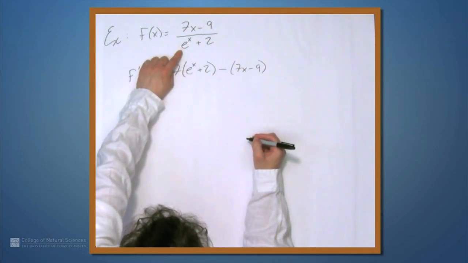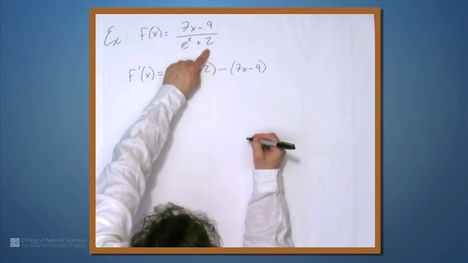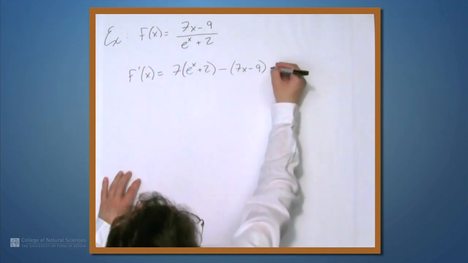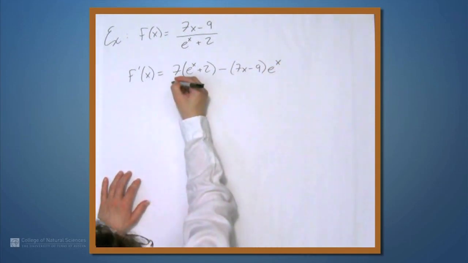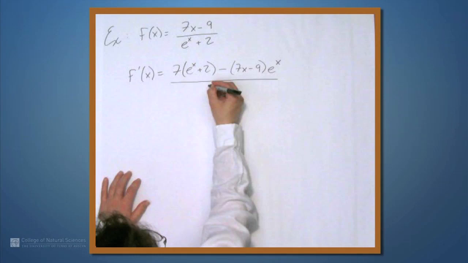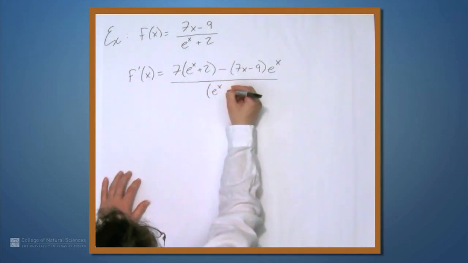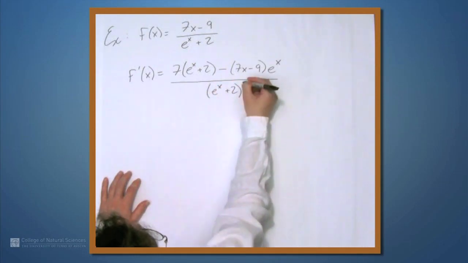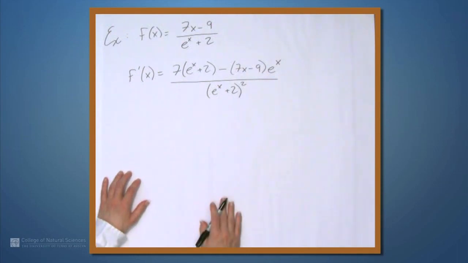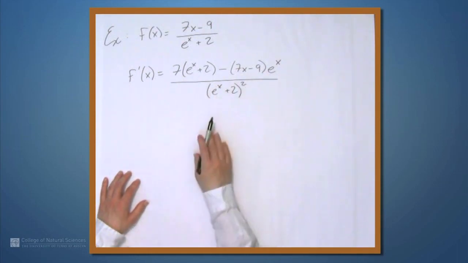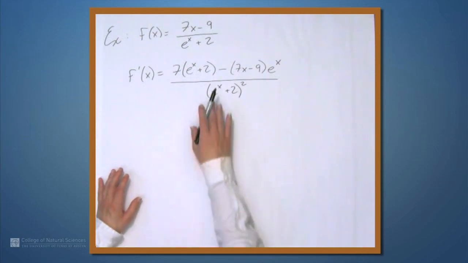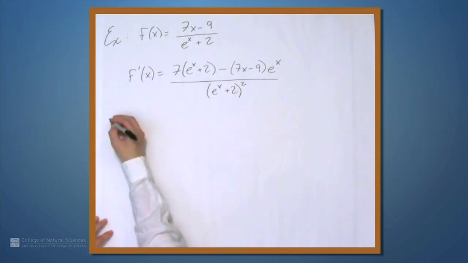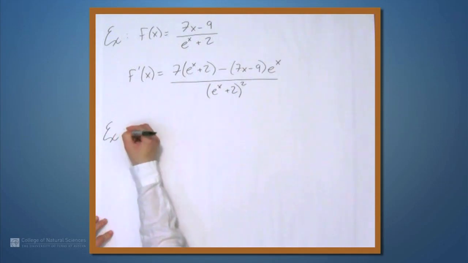Well, remember the derivative of e to the x is just e to the x. The 2 disappears, right? The derivative is 0, so this is just e to the x. And now it's this whole thing over e to the x plus 2 quantity squared. Now you might be able to simplify some of this, but if you're not asked to do so, don't. And we won't do that here. Let's do one more example.